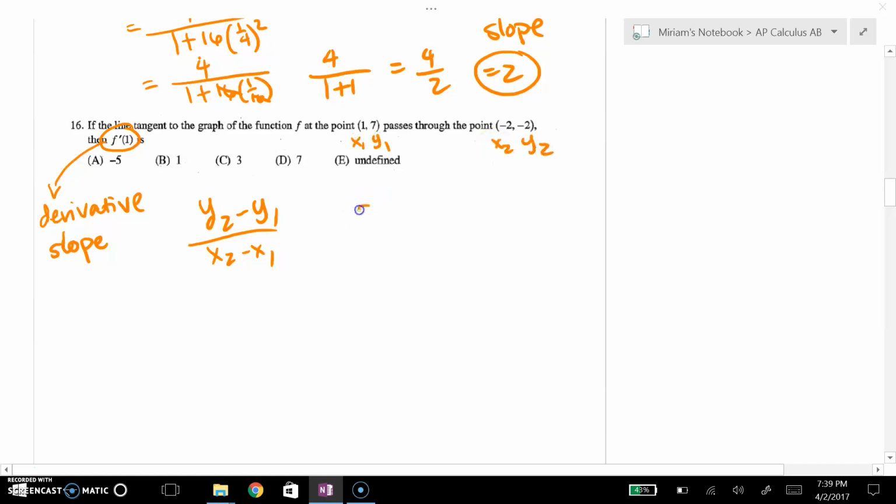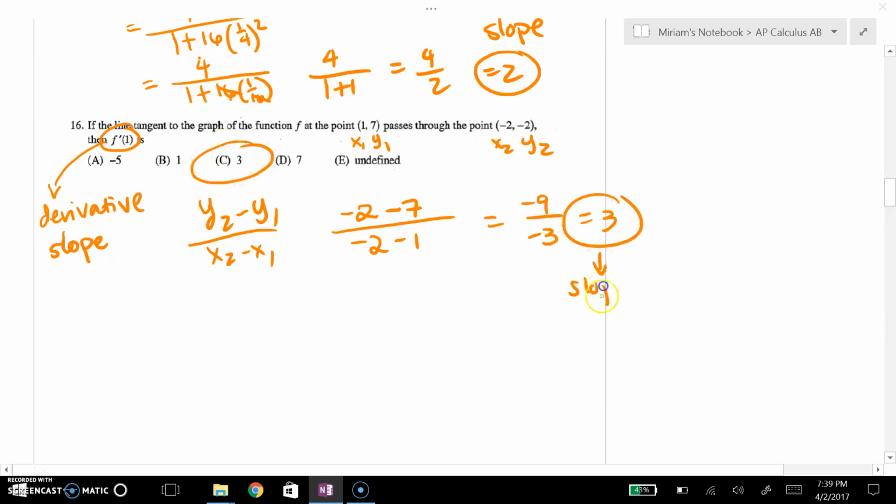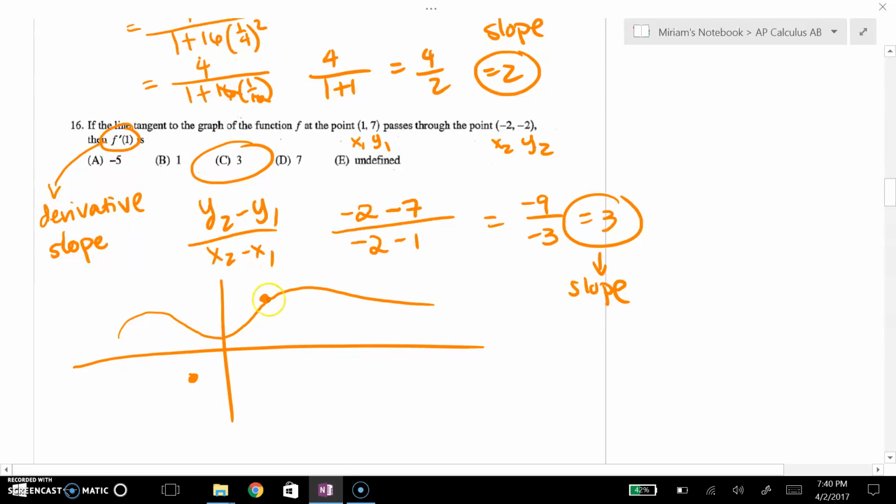Let's get to work. So that's -2 minus 7 over -2 minus 1, which is -9 over -3, which is 3. So this is our derivative. This is the slope. And if you're wondering how it looks visually, that just means I have a point (1, 7) and a point (-2, -2). Let's say this is the curve. If I drew a line tangent to this point (1, 7), it just happens to cross (-2, -2), is what it's saying.